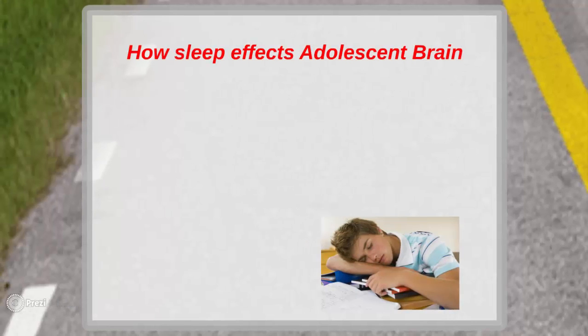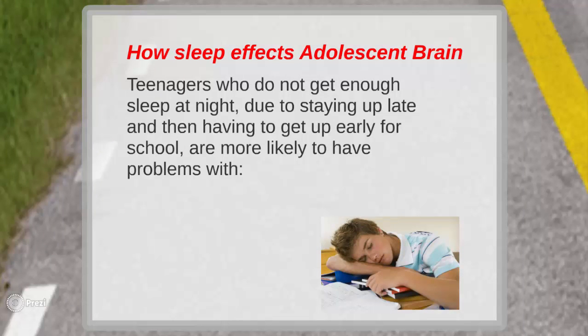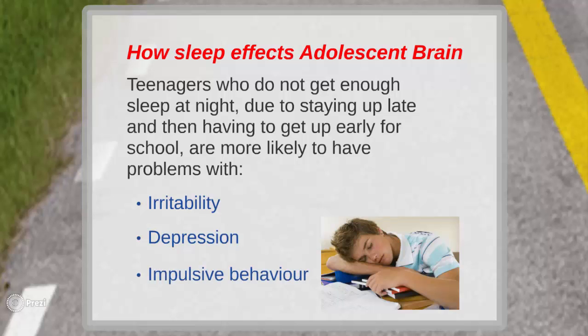Sleep. Sleep deprivation can have negative effects on the adolescent brain. Teenagers who do not get enough sleep at night due to staying up later but having to get up early for school are more likely to have problems with irritability, depression, and impulsive behavior. Research also demonstrates that teenagers that are prone to staying up late had much poorer academic outcomes. This was more prominent in teenage boys.